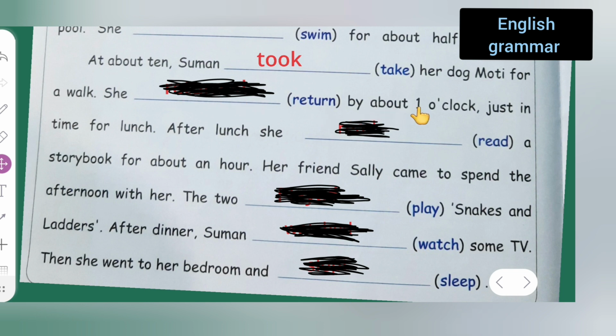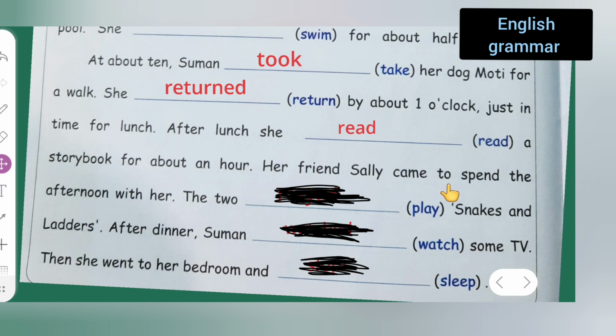She dash by about 1 o'clock. Return is there, so she returned, right? So she returned by about 1 o'clock just in time for lunch. After lunch, she dash. Here read is there, so here read will be there, right? So she read a storybook for about an hour.